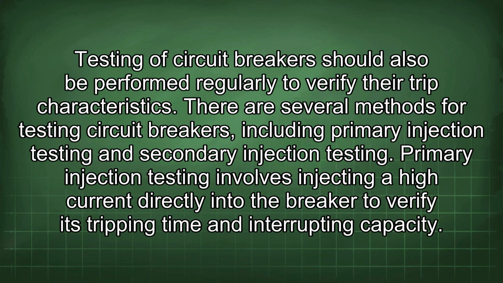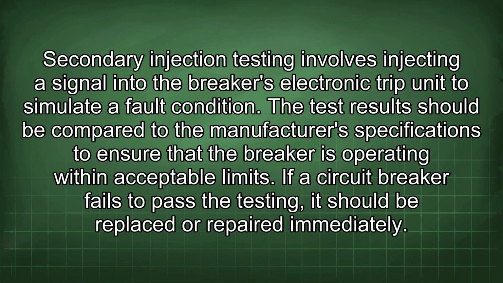Testing of circuit breakers should also be performed regularly to verify their trip characteristics. There are several methods for testing circuit breakers, including primary injection testing and secondary injection testing. Primary injection testing involves injecting a high current directly into the breaker to verify its tripping time and interrupting capacity. Secondary injection testing involves injecting a signal into the breaker's electronic trip unit to simulate a fault condition. The test results should be compared to the manufacturer's specifications to ensure that the breaker is operating within acceptable limits. If a circuit breaker fails to pass the testing, it should be replaced or repaired immediately.